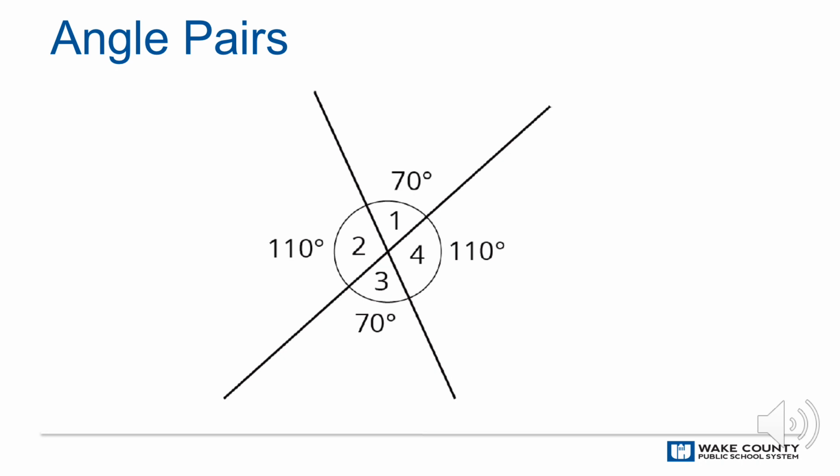Students will start discussing angle pairs. When two lines intersect, vertical angles are equal and adjacent angles are supplementary. That is, their measures sum to 180 degrees. For example, in this figure, angles 1 and 3 are equal. Angles 2 and 4 are equal. Angles 1 and 4 are supplementary, and angles 2 and 3 are supplementary.